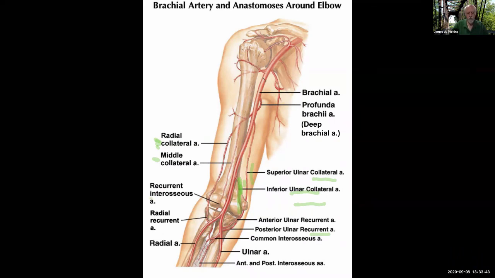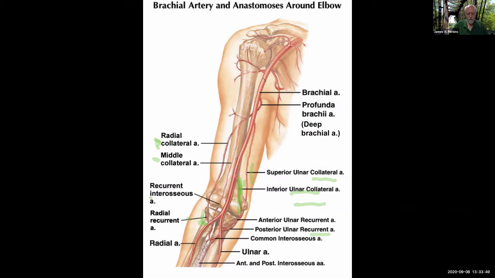So over on the lateral side of the forearm, just below the elbow, the radial artery gives off a branch called the radial recurrent artery. And that's going to join the radial collateral artery coming down from below, and they're going to form a continuous tube.